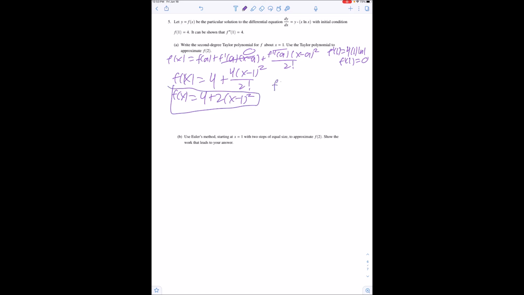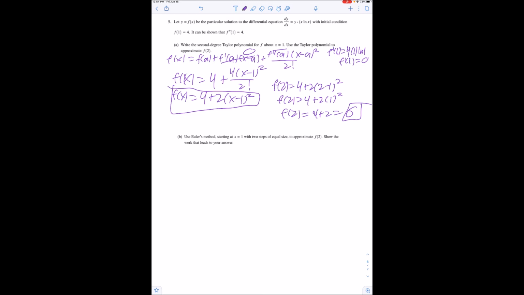That's the first part of that question, and then let's use that to approximate f of 2. f of 2 equals 4 plus 2 times (2 minus 1) squared. f of 2 equals 4 plus 2 times 1 squared. 1 squared is 1, 2 times 1 is 2, and then 4 plus 2 equals 6. That's part A. Part B is we have to use Euler's method starting at x equals 1 with 2 steps of equal size to approximate f of 2. Show the work that leads to your answer.